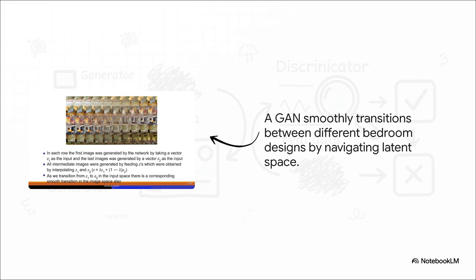See, the network hasn't just learned to copy bedrooms. It's learned the very idea of a bedroom. It's created what we call a latent space. You can think of it as a giant conceptual map of bedroomness. Every single point on this map is a unique bedroom. And what's so cool is that we can pick 2 points on the map and tell the GAN to just walk in a straight line between them. And what we get is this incredible, smooth as silk transition between two totally different, but always plausible, bedroom designs.